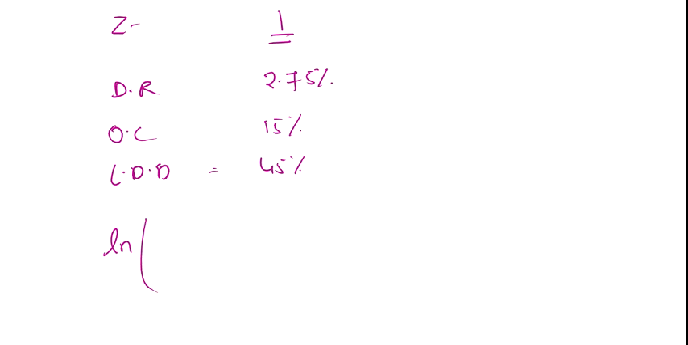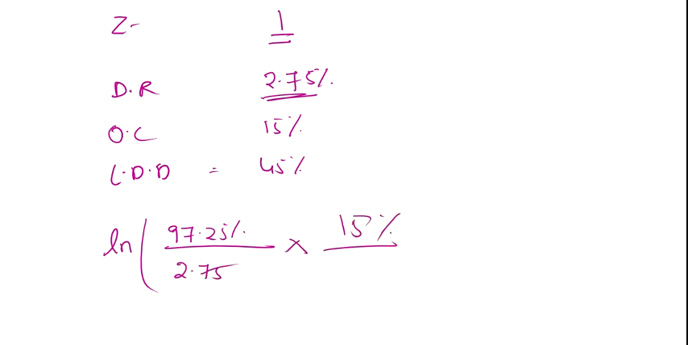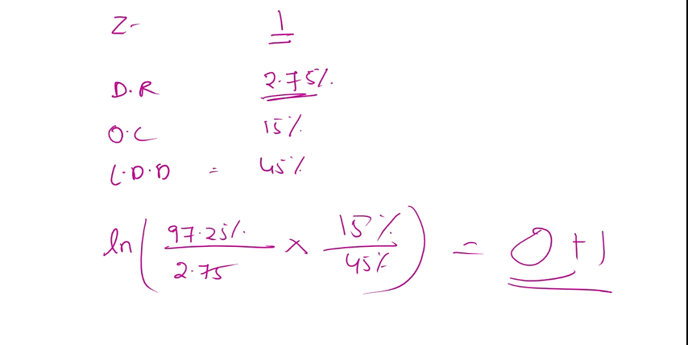So how will it be? ln of (100 minus 2.75), how much? That is 97.25, the percentage for solvent, divided by 2.75, into opportunity cost 15% by loss given default 45%, and whatever amount comes, we will have to add 1 to that, and that will be our answer.